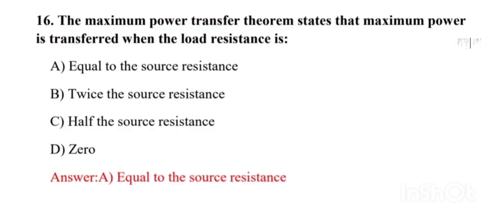Question number 16. The maximum power transfer theorem states that maximum power is transferred when the load resistance is: option A, equal to the source resistance; option B, twice the source resistance; option C, half the source resistance; option D, 0. The right answer is equal to the source resistance.